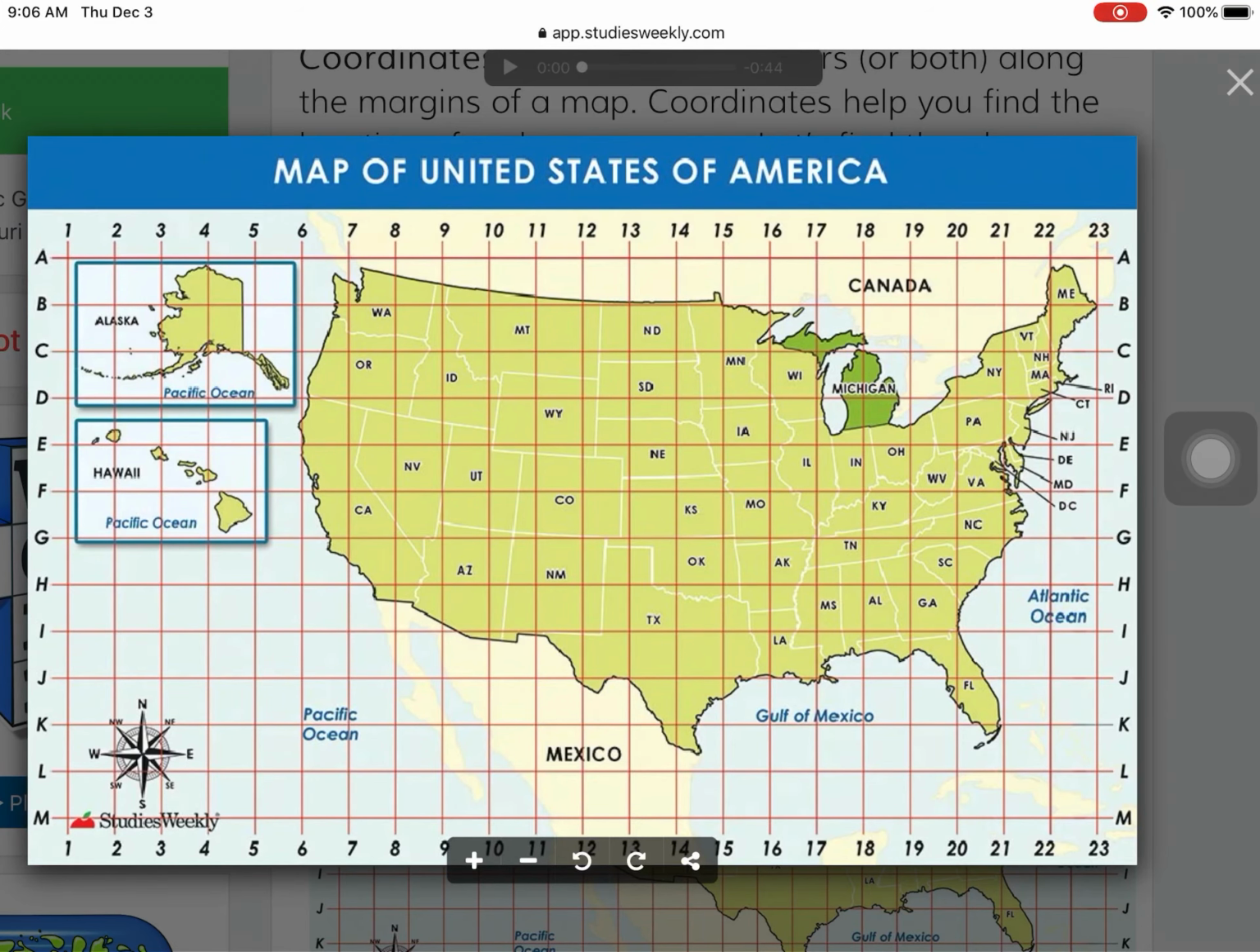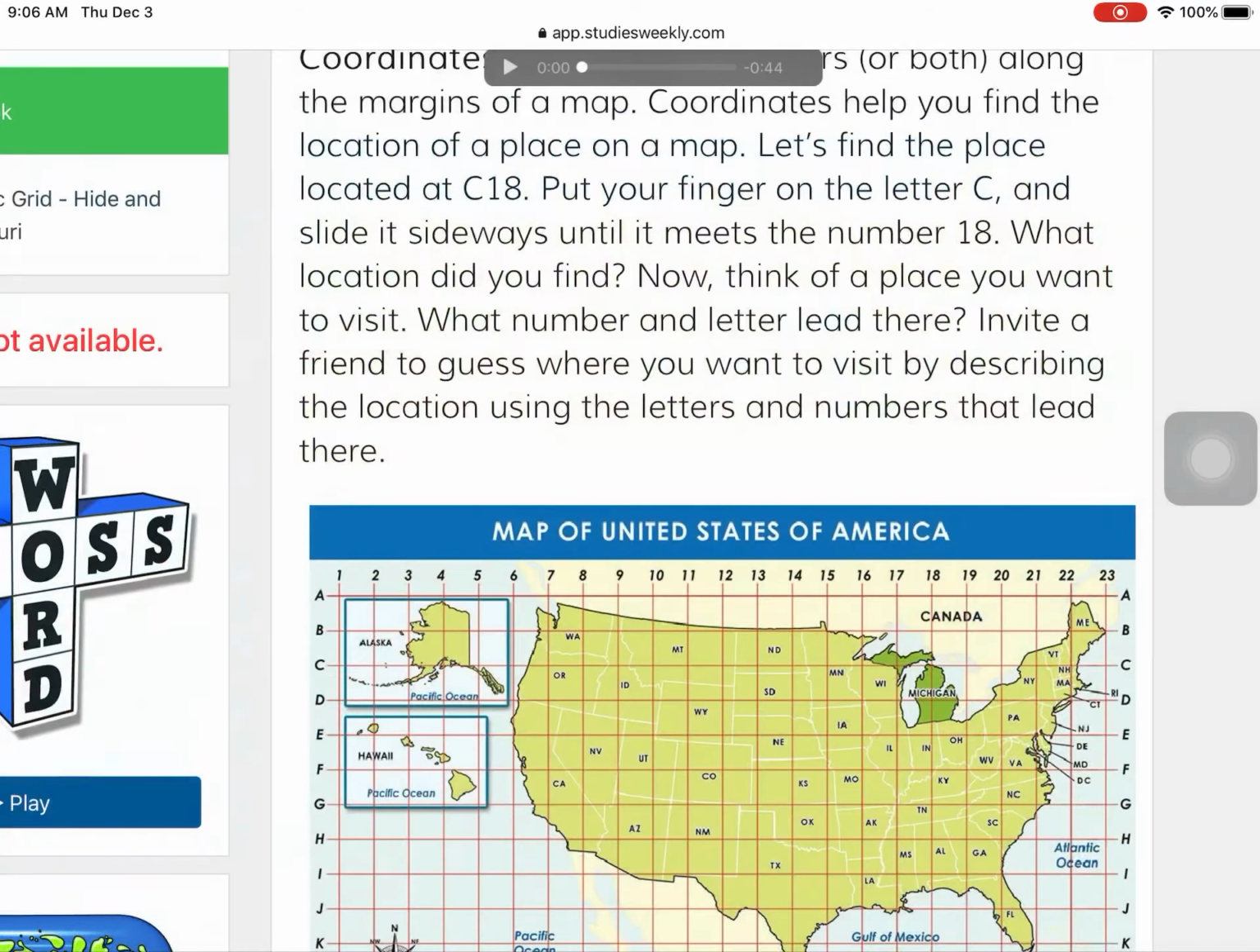I want you guys to use this photo. It's going to be in a picture in this assignment. Use this photo and play this game with somebody at your house if you are able to. Pick a location and give them the coordinates. See if they can guess the answer to where you want to go on vacation, or maybe a state that you would like to visit. So you can use the picture that I have attached to play this game with someone at home. You'll just have to come up with some questions and play hide and seek using this coordinate map.